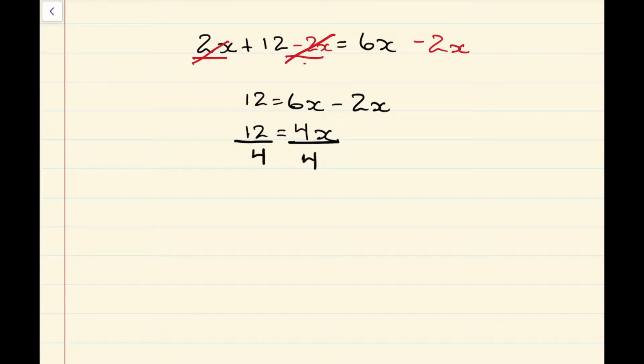And 4 divided by 4 is just 1. So these two just cancel out and would make it 1x. And 1x is just x. So 12 divided by 4 is 3. So we found our answer. X is equal to 3.